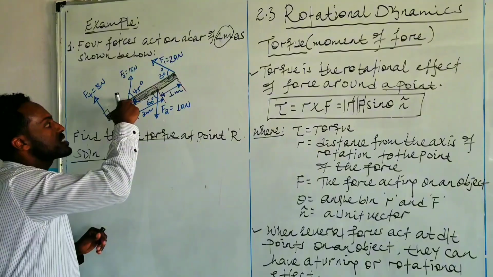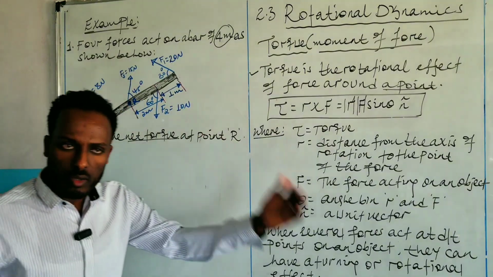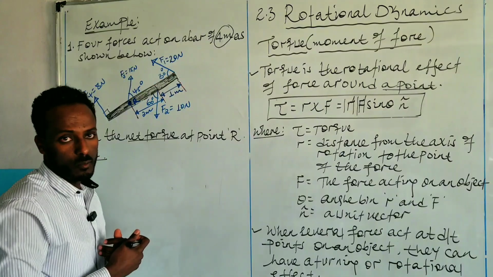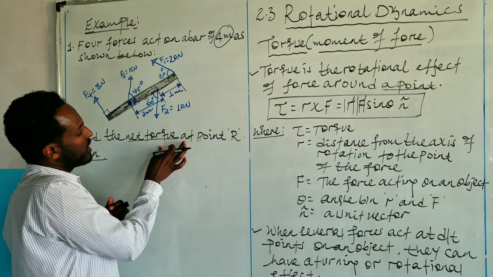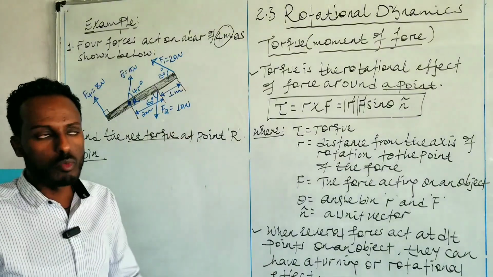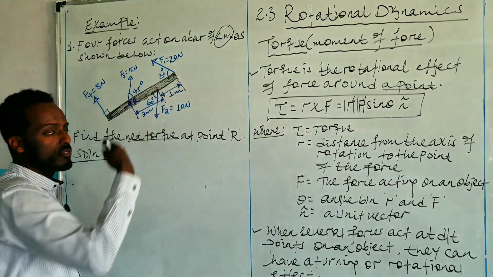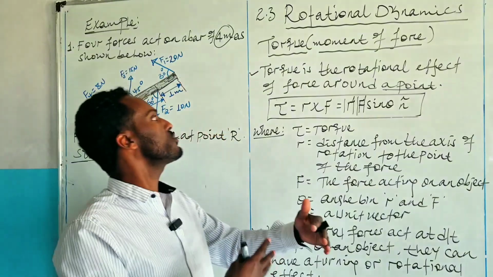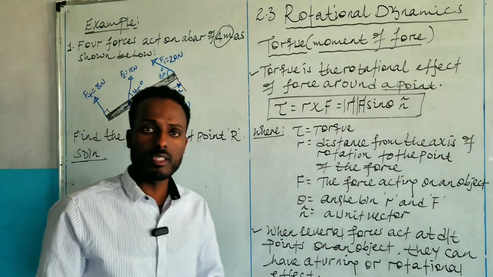To find the net torque acting at this point r, we have to identify which force creates a clockwise moment and which force creates an anti-clockwise moment.